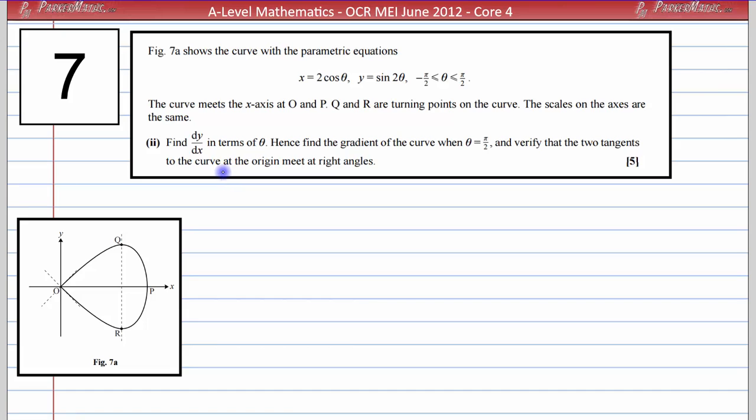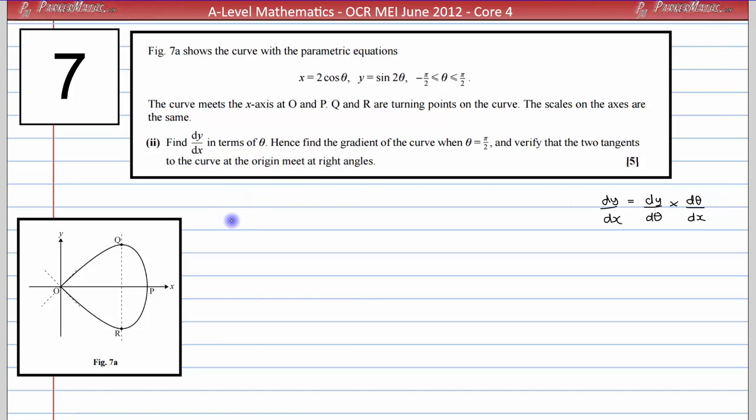In part 2, we need to find dy by dx in terms of theta, and then hence find the gradient of the curve when theta equals pi over 2 and verify that the two tangents to the curve at the origin meet at right angles. In order to find dy by dx, we're going to think about the chain rule. The chain rule says that if I want to find dy by dx, I could find dy by d theta and then multiply that by d theta by dx. Notice here it looks like the d thetas cancel out.